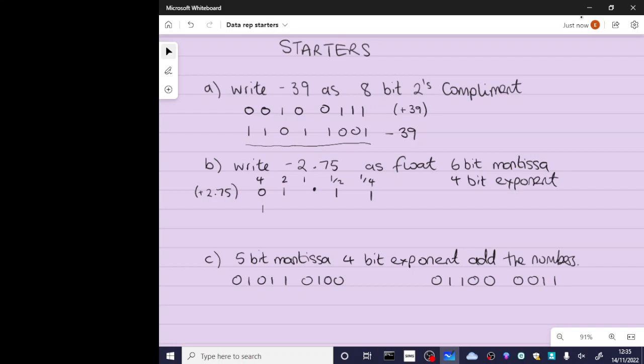That's good because we've got a negative number now. Flip, keep the dot in the same place. Flip, but that's the last one. Okay, so I'm now saying I've written down minus 2.75. But it's not normalised.